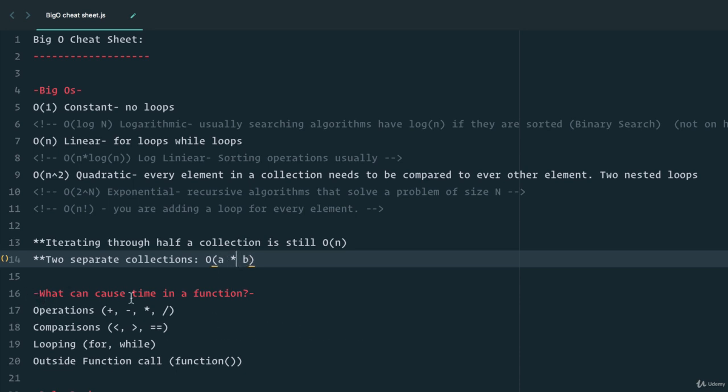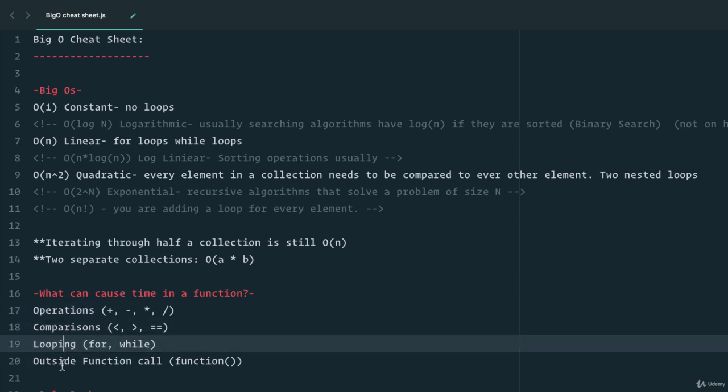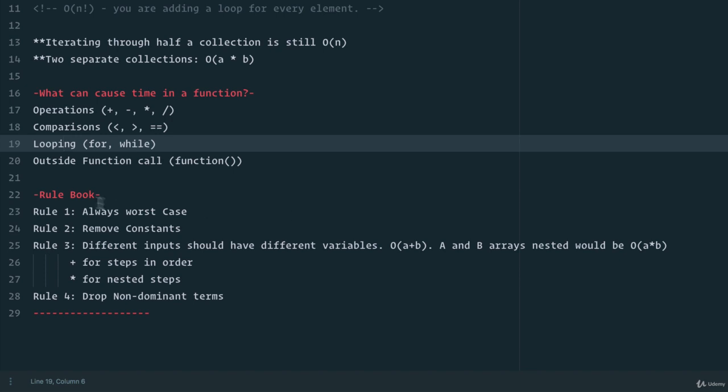And just to keep in mind what causes time in a function, because that's what we're measuring right now, well, operations, comparisons, looping, we know that takes a while, and things like outside function calls when you have a function inside of a function. And then finally, we talked about our rule book.